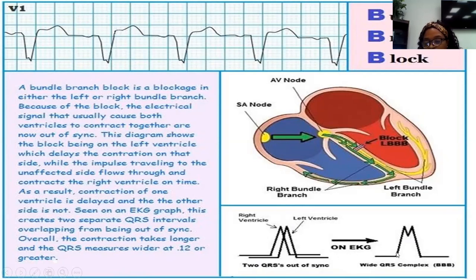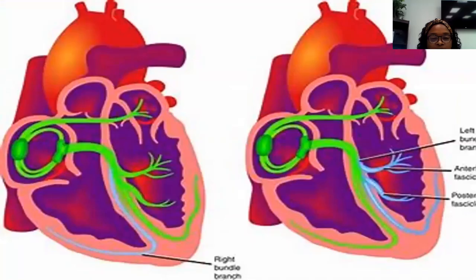On the EKG strip, this is what it's going to look like. Overall, the contraction takes longer and the QRS measures wider, at 0.12 or greater. I'll show y'all what that measurement looks like in a later slide. Again, another view of the areas we're looking at. If you have a block on this side, it illustrates your right bundle branch, and the blue illustration on this side shows your left bundle branch.